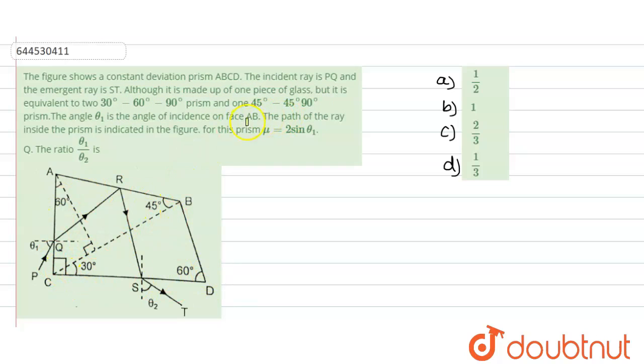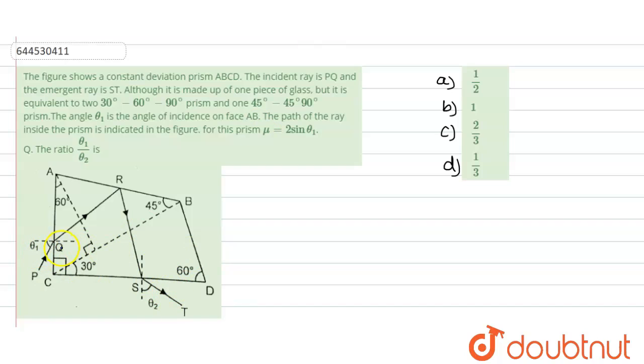Now theta 1 is the angle of incidence on the face AB, and on the face CD it is theta 2. Now if the refractive index of this glass is 2 sine theta 1, we need to find the ratio of theta 1 divided by theta 2. That means the ratio of the angle of incidence to the angle of emergence. We need to find this value.